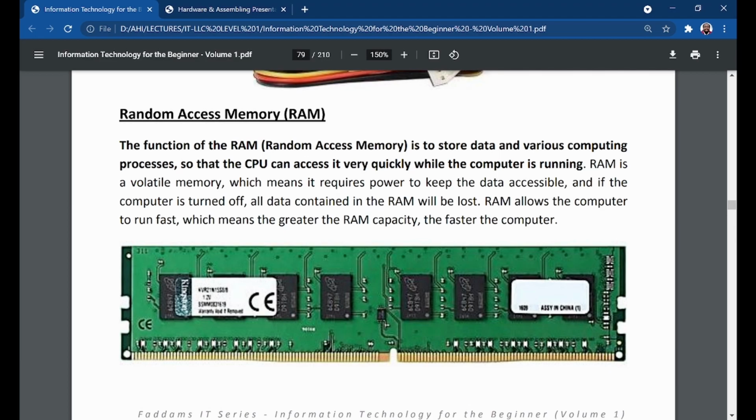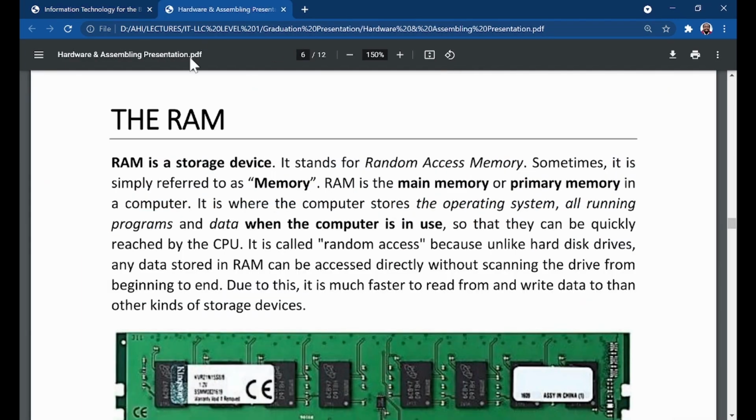RAM stands for Random Access Memory. Now when you hear memory, what comes to mind? Storage, right? When you hear memory, what comes to mind is storage. So over here it says that RAM is a storage device, period. RAM is what? Good. So when you see RAM, don't think of it as any other strange thing. Just think of it as a storage device.